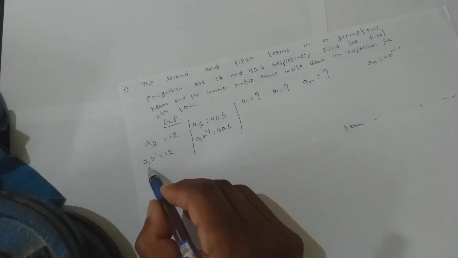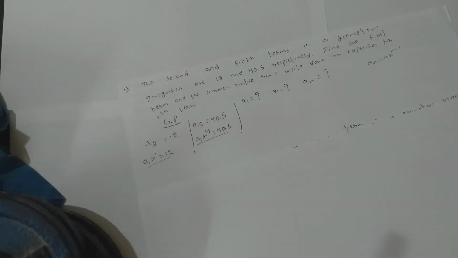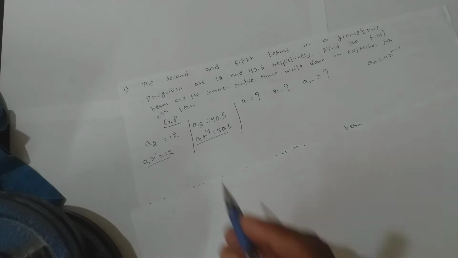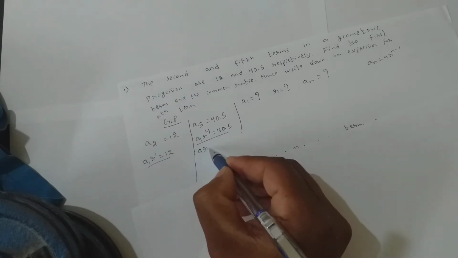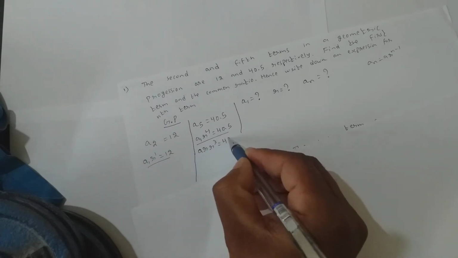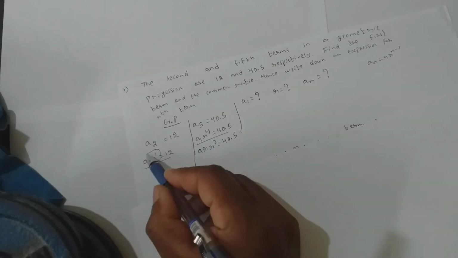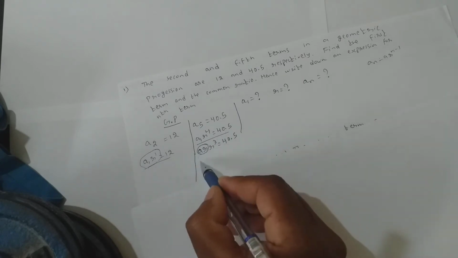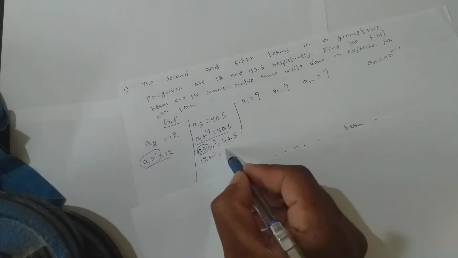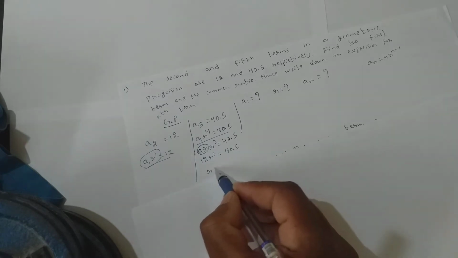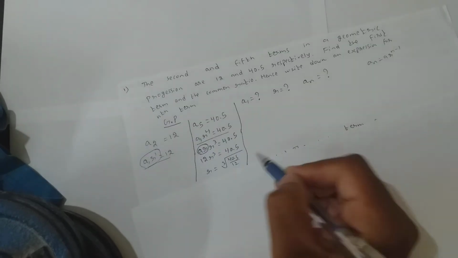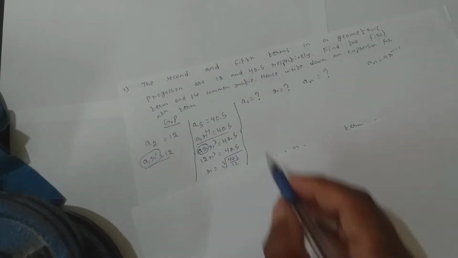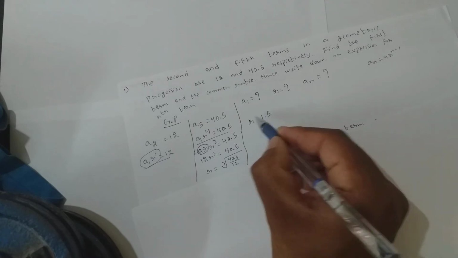Now I have two equations. I need to get r and a, and I can get them easily. How do I simplify these two? Observe here, a r power 4 I can write as ar into r cube equals 40.5. Why did I write it like this? Because I have the value for ar. So in place of ar I can put 12, giving 12 r cube equals 40.5. So r equals the cube root of 40.5 by 12, which is 1.5.